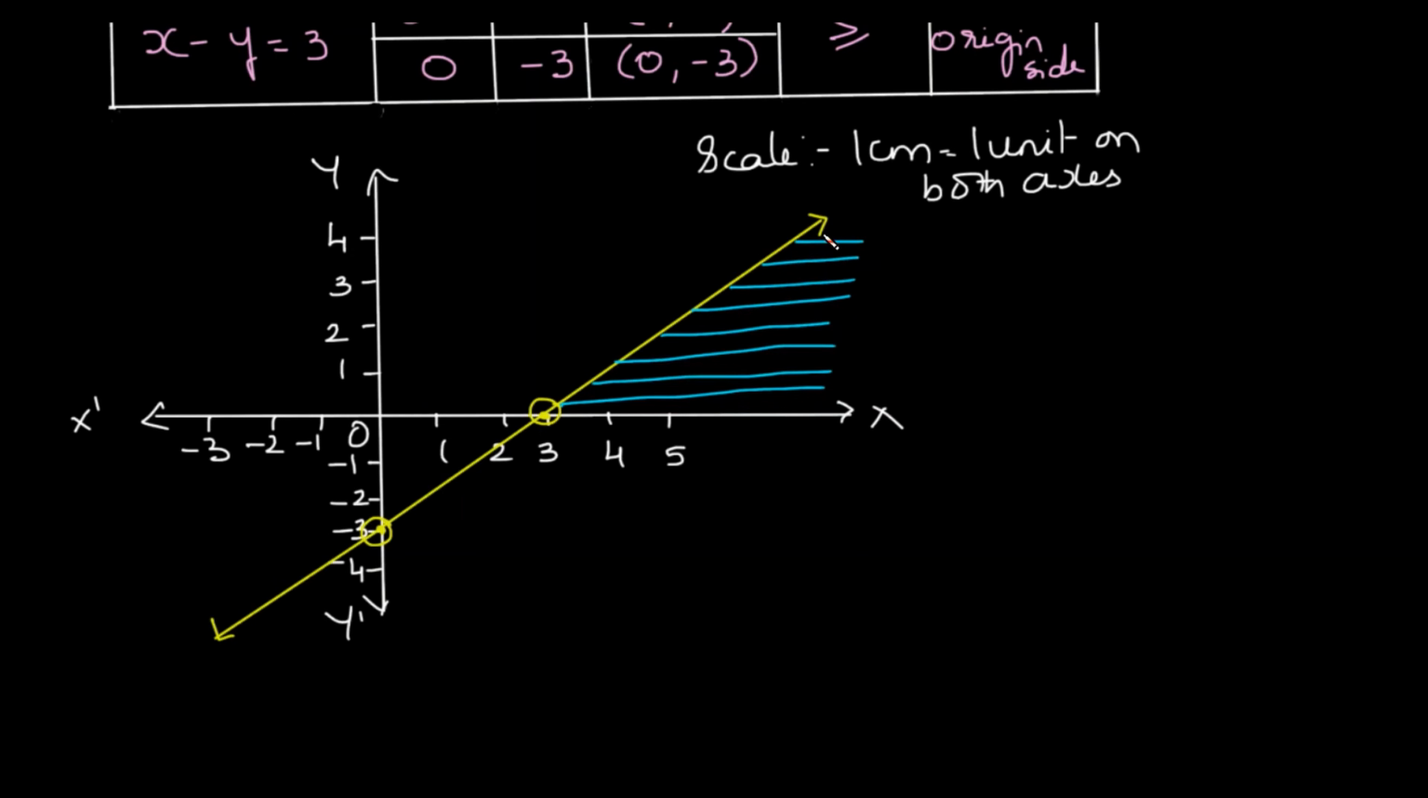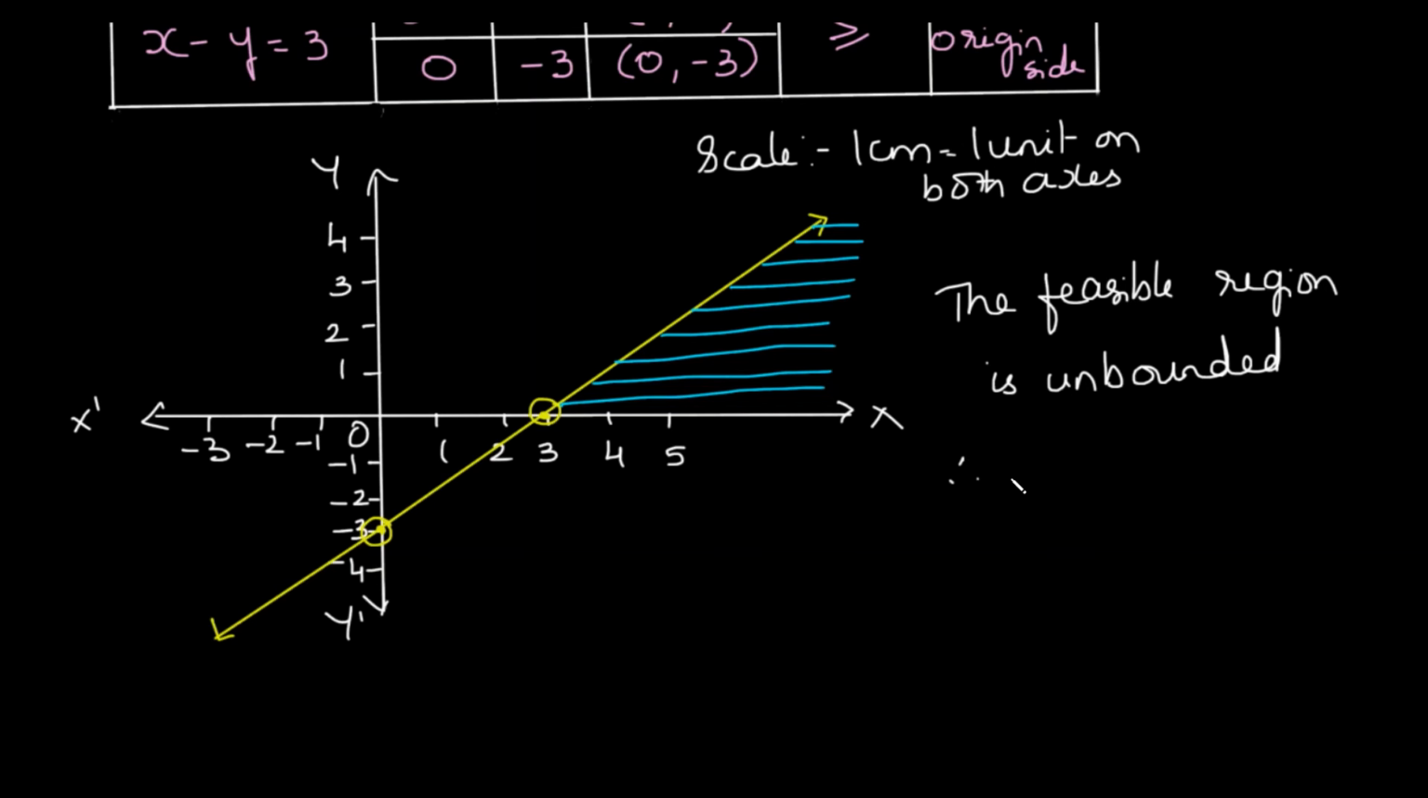Now, as you can see, the region is an unbounded region. So we conclude it this way. The feasible region which has been shaded is unbounded and therefore the objective function can be increased indefinitely. Means we can keep on maximizing. We don't have any particular maximum value for this.